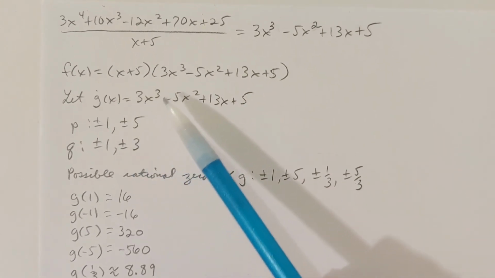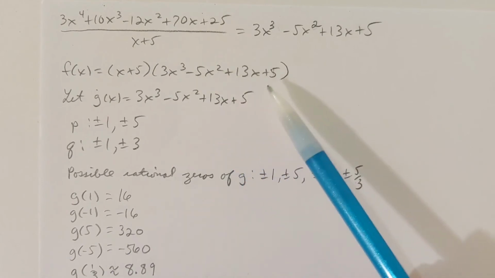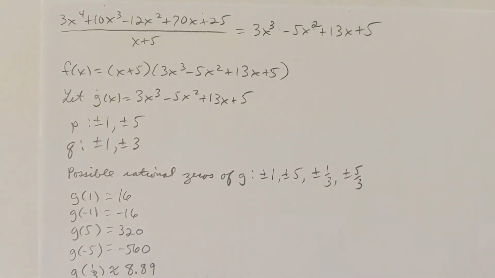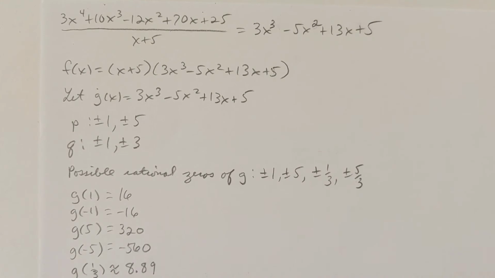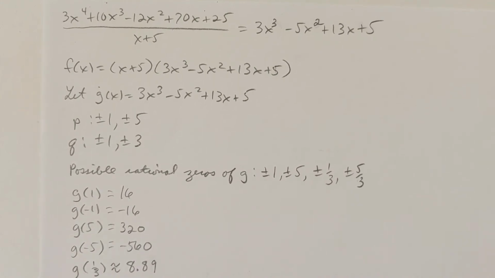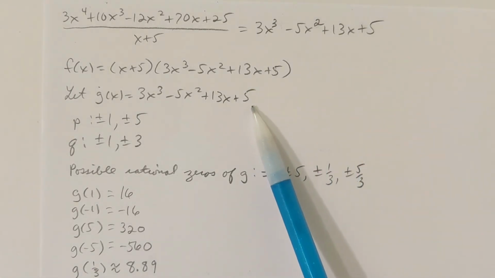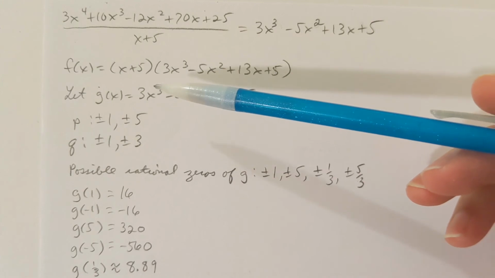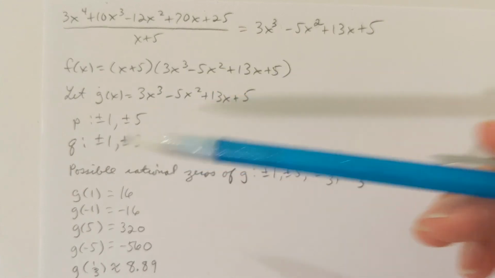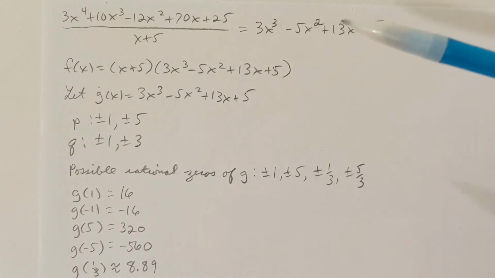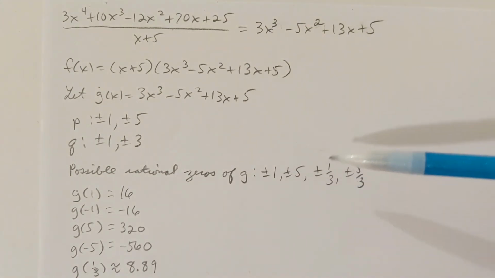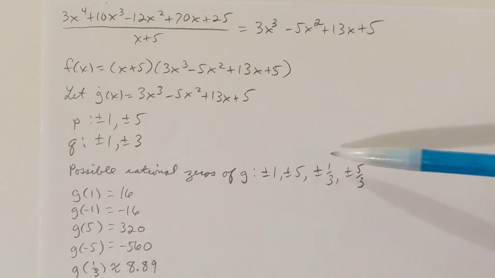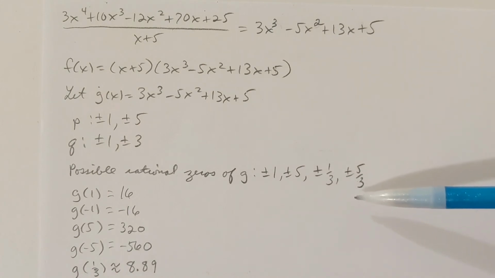Okay, let's let g of x be equal to 3x cubed minus 5x squared minus 13x plus 5. And we'll use the rational zeros theorem again. P is the factors of 5: plus or minus 1 and plus or minus 5. And Q is the factors of the first coefficient, which is 3: plus or minus 1 and plus or minus 3. So the possible rational zeros of g are plus or minus 1, plus or minus 5, plus or minus 1/3, and plus or minus 5/3.